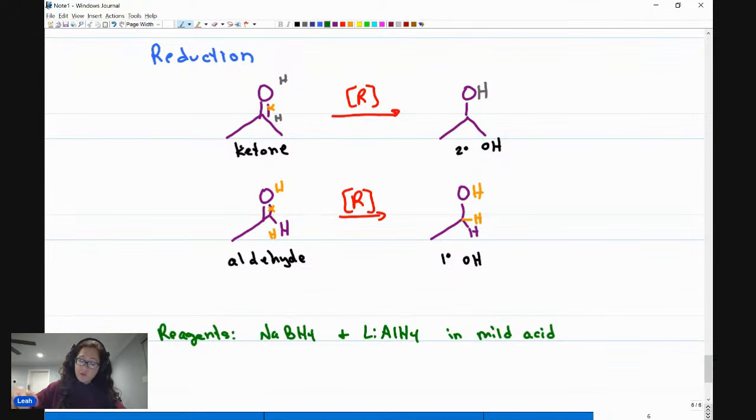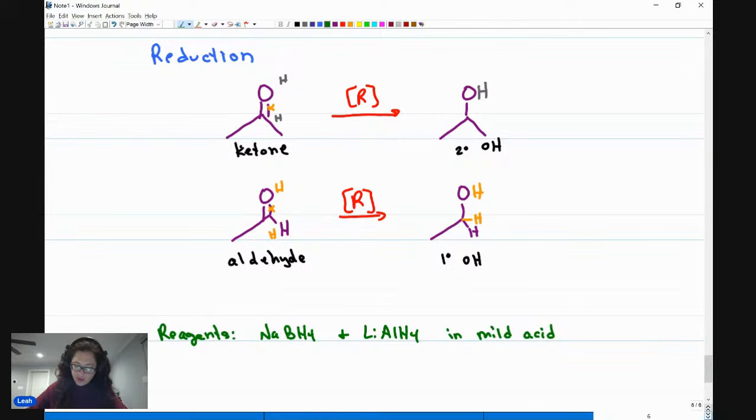and I have a YouTube video that shows you the mechanism, you get an O minus, and then the mild acid is going to protonate so that you can have a neutral alcohol. When you study sodium borohydride and lithium aluminum hydride, you're going to learn that one is weaker and one is stronger, which matters when you're dealing with more advanced reactions. But for the sake of alcohols from ketones or aldehydes, you can use both reagents interchangeably, and they're going to give you the same exact reaction, the same exact product. So let me know if you have any questions on this so far.